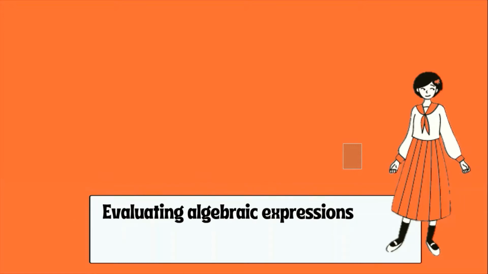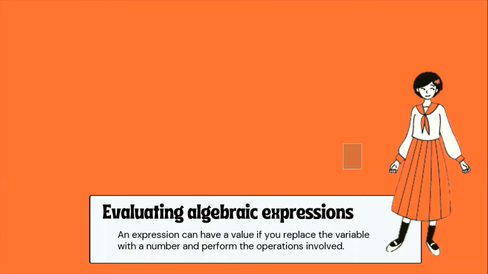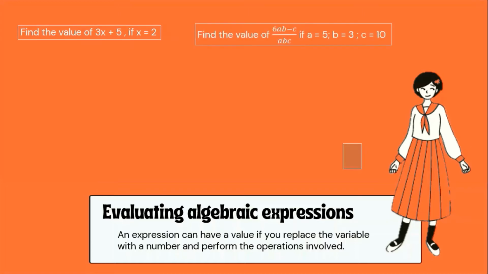Evaluating algebraic expressions. An expression can have a value if you replace the variable with a number and perform the operations involved. Bigay tayo ng example. First example, find the value of 3x plus 5 if x is equal to 2. Ang ating algebraic expression ay 3x plus 5. Kukunin natin ang kanyang value kung itong x na to, itong variable ay papalitan natin ng 2.